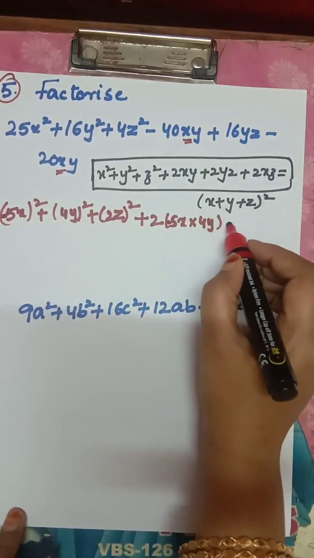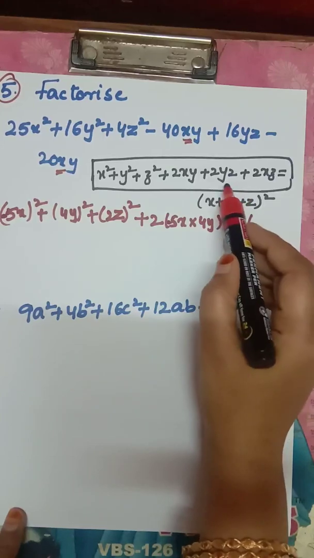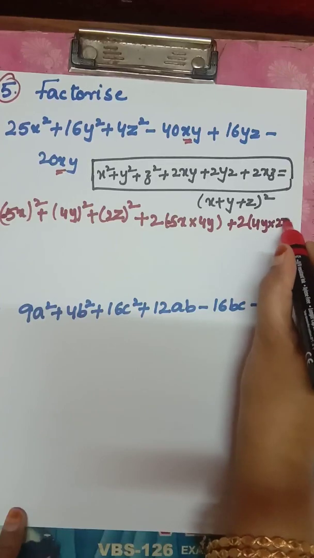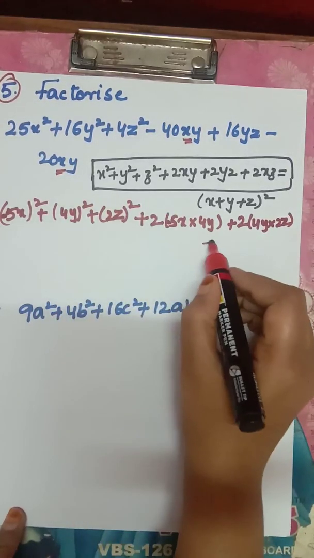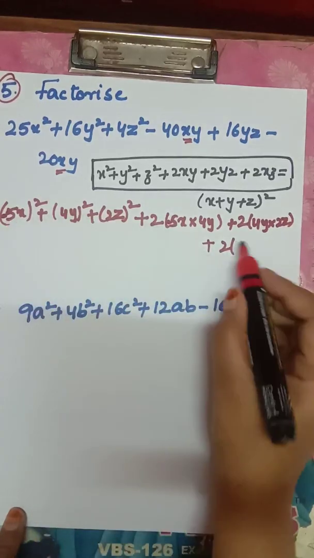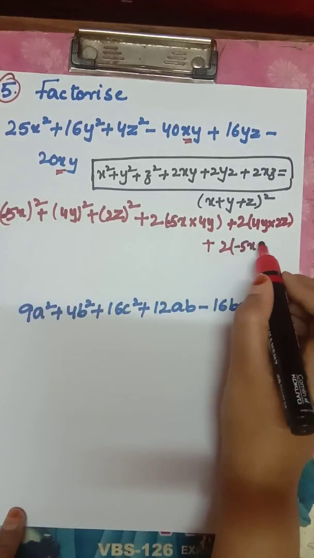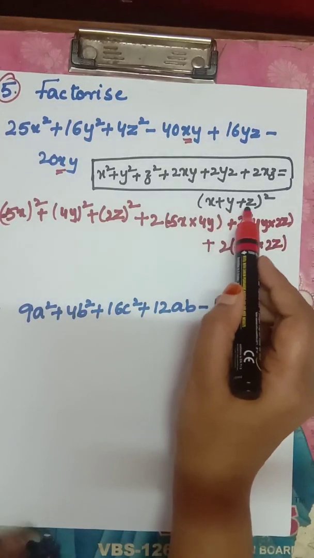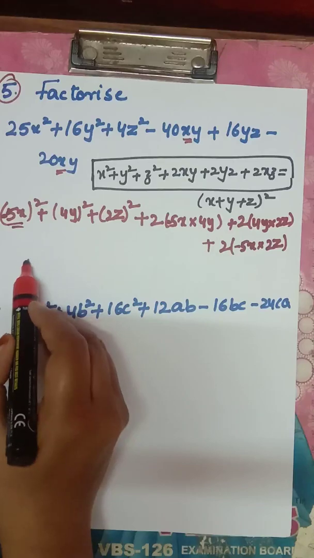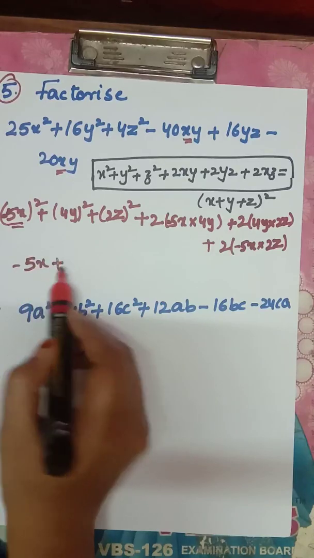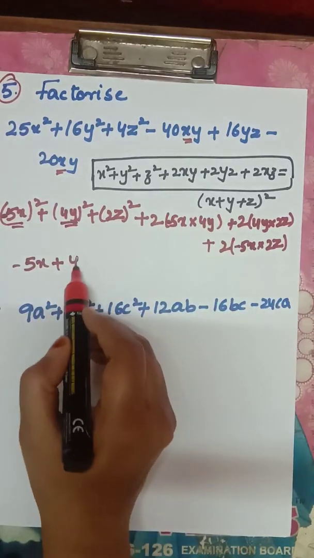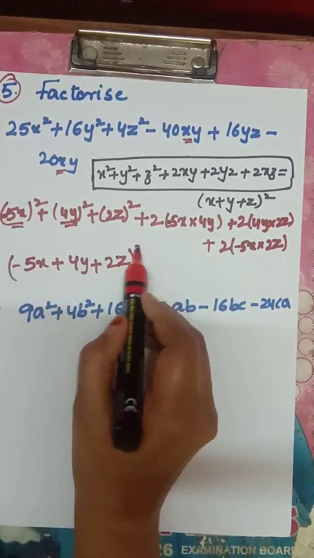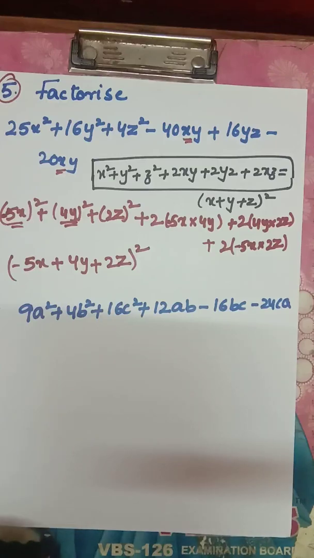Okay, fine. Plus 2 into y is what? 4y and z is 2z plus 2 into x is minus 5x and z is 2z. We have to write in a compact form, that is x plus y plus z whole square. Our x is what? Minus 5x plus y is what? 4y. Z is what? 2z whole square. That's it. So simple. Now next problem.